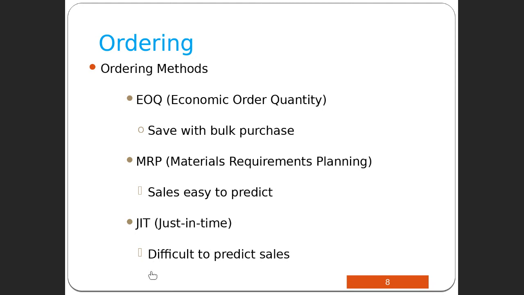And then just-in-time is where the difficulty is predicting the sales, and also you don't want to store a lot of goods, so you order after the customer has ordered, and your suppliers have to be very quick in giving you the delivery of the raw material. Any questions? Is this clear?